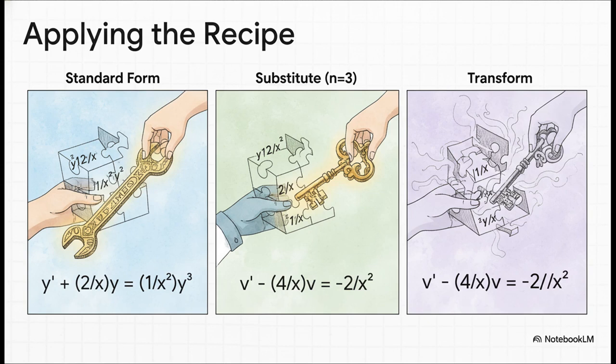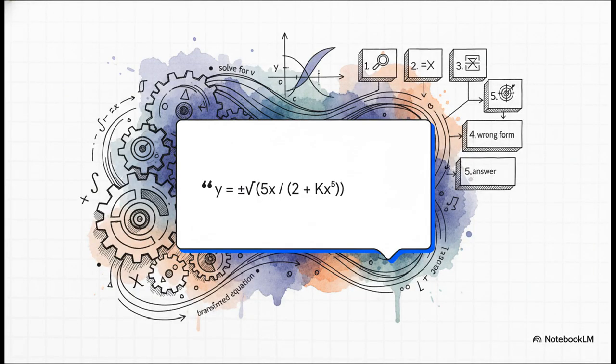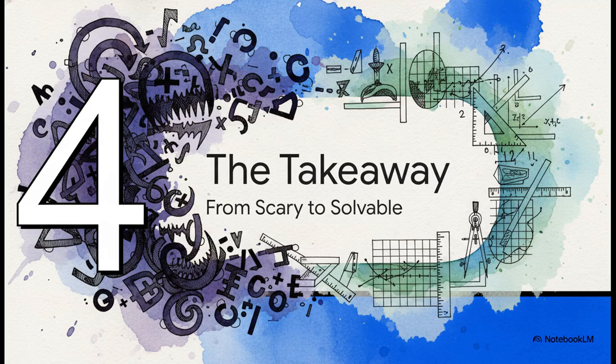Now, since n is 3, our substitution is v equals y to the 1 minus 3, or y to the minus 2. We follow the exact same process. Divide, substitute, and just like clockwork, the whole thing collapses into a new linear differential equation. We solve that new linear equation for v, we substitute back to find y, and there it is, our solution. Even with a cubic term and an equation that started out looking all wrong, our 5-step recipe still brought us home. So let's just take a step back and think about what we just did.